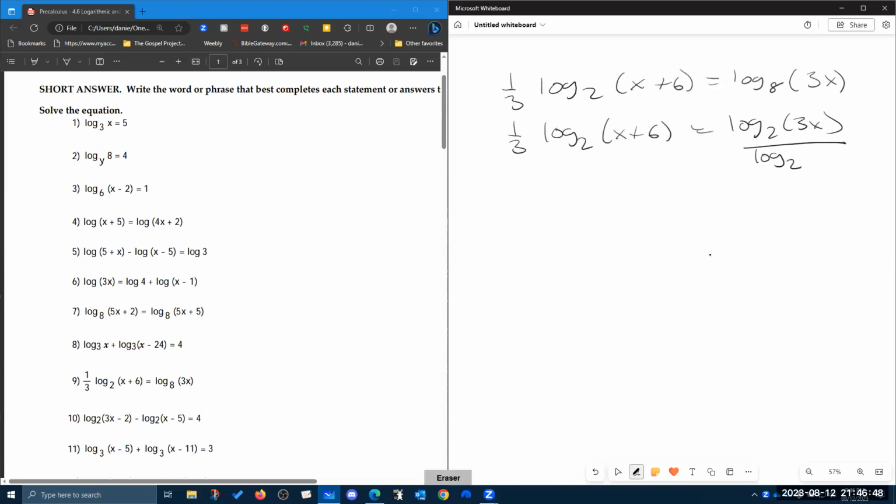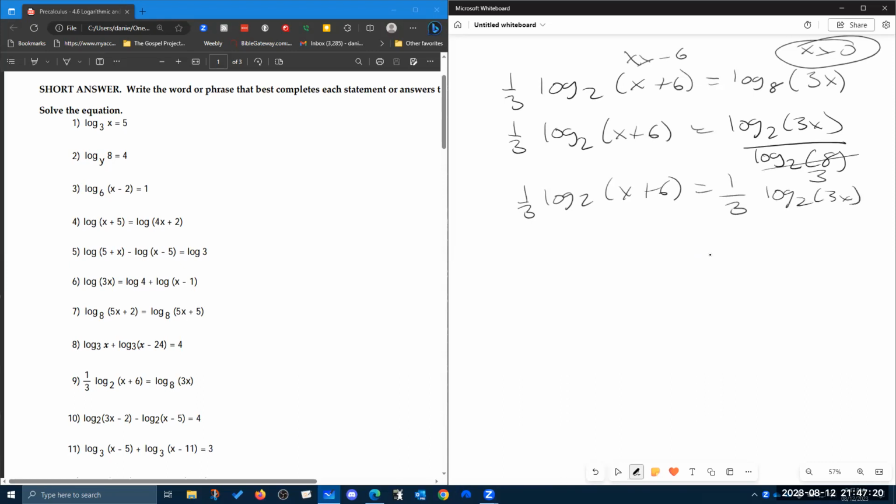8, like that. And so this is going to be x greater than negative 6, x greater than 0, x greater than 0 is my domain. 1/3 log base 2 of x plus 6 equals 1/3, because this is 3, log base 2 of 3x.